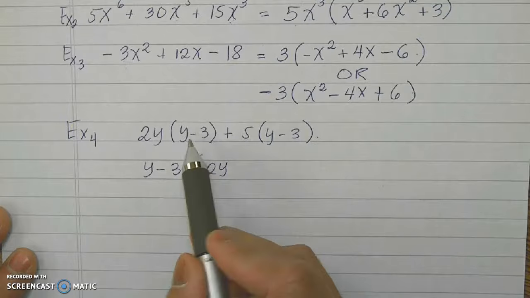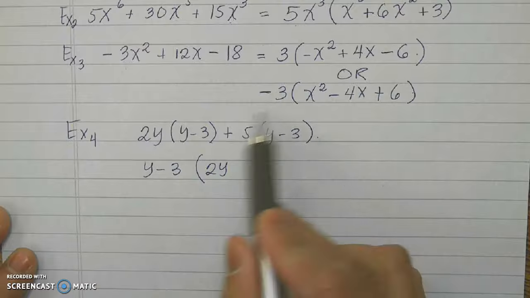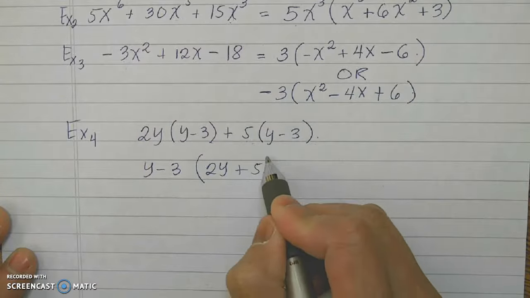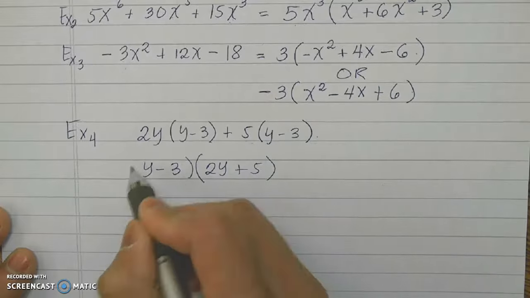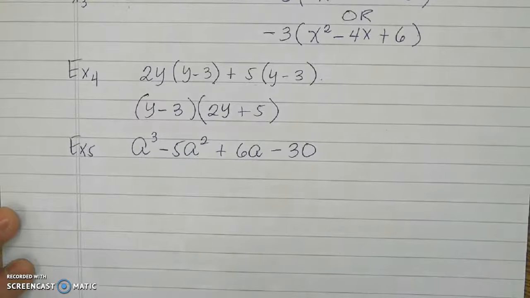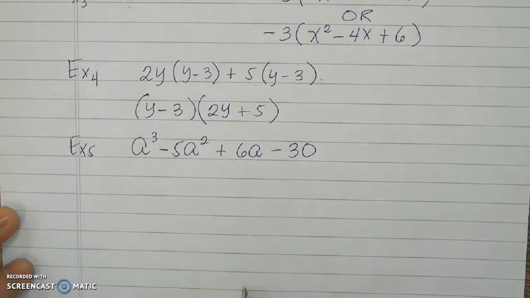If I take out y minus 3 from this term, the positive 5 stays inside. So now this is the completed factor. Example number 5 has 4 terms, so this is something different. Usually when it's 4 terms, we are going to use factoring by what we call grouping.